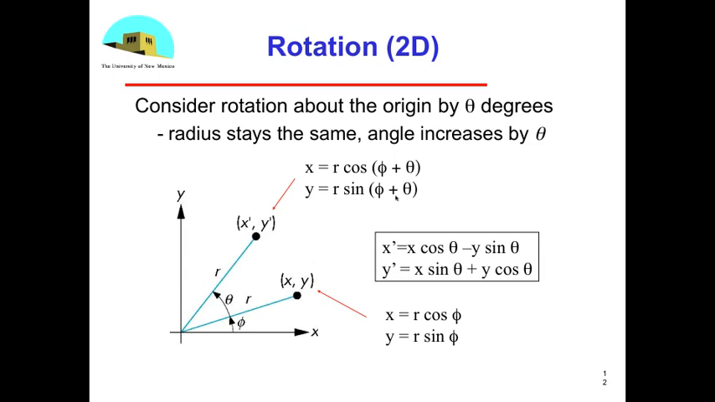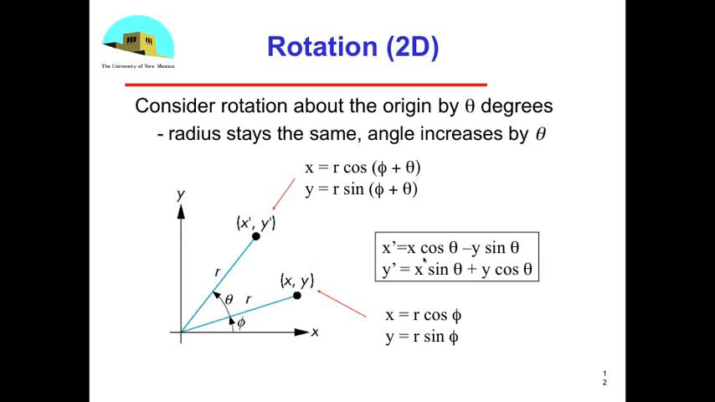Now, if you go back to your high school trigonometry, you can expand this out. The cosine of the sum of 2 angles is cosine cosine minus sine sine, and the sine of the sum of 2 angles is sine cosine plus cosine sine. If you use that in here, you'll recognize that r cosine phi is the original x, r sine phi is the original y. Substitute that back in, and you get these two equations for x prime and y prime.